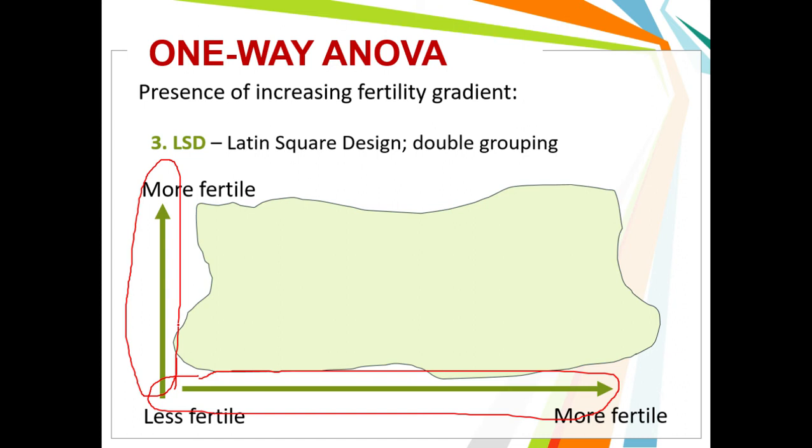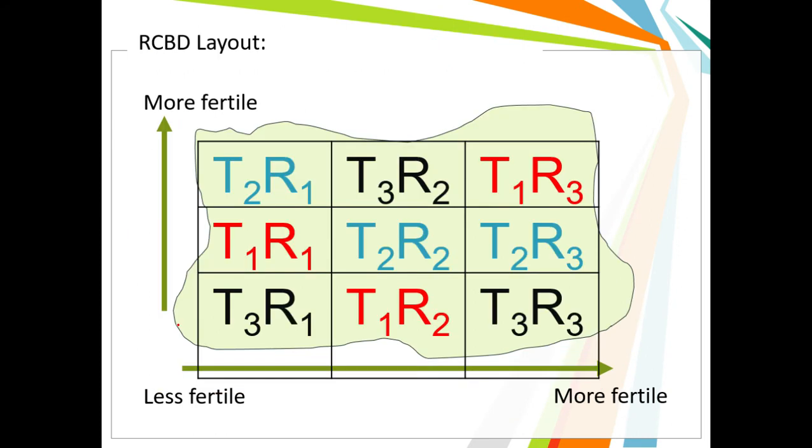Okay? So, ayan kung RCBD, kanina yung RCBD na layout natin. So, isang block dito. The R1 is the first block. So, lahat ng treatments andyan. Okay? So, walang problema with this side. Okay? Because ang less fertile, kompleto yung tatlong treatments. Yung R2 dyan or the second block, kumpleto ang tatlong treatments, T1, T2, and T3. Sa R3, kumpleto rin ang tatlong treatments.